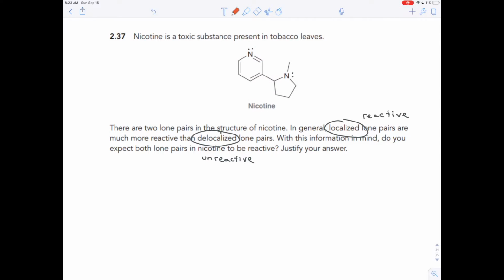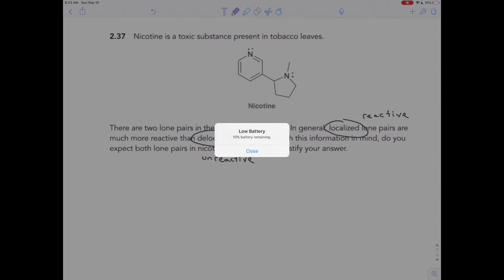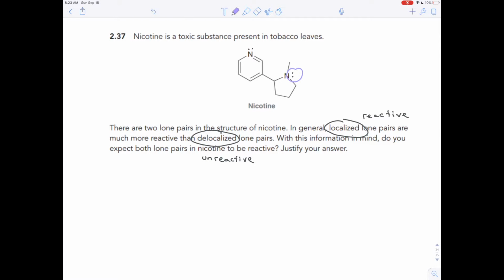We've got this lone pair over here, and that lone pair is not involved in any resonance patterns. It's not allylic, because if you go one atom over, you're not at an atom in a double bond, and it's not next to a positive charge. There are no positive charges right next to it. So it's not involved in any resonance patterns, and therefore it is localized.